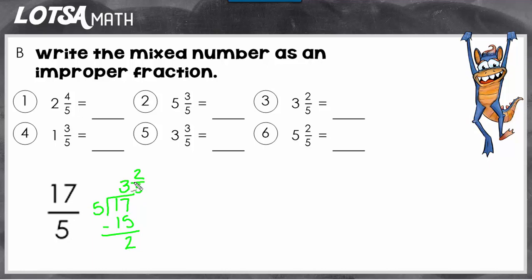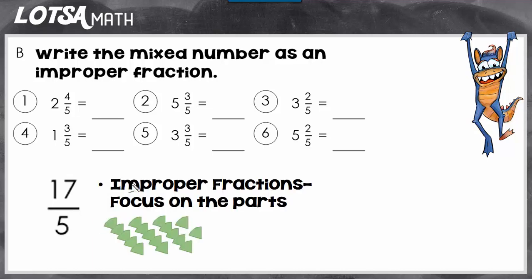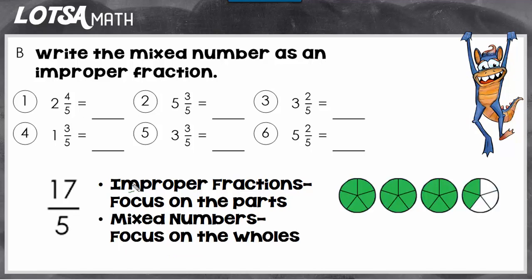Even though mixed numbers and improper fractions are the same thing, they do have a difference, and let's look at those differences. Improper fractions focus on the parts. So for 17/5, that's 17 parts. The fifth just shows how many go together to make one whole. So if improper fractions focus on the parts, mixed numbers focus on the wholes.